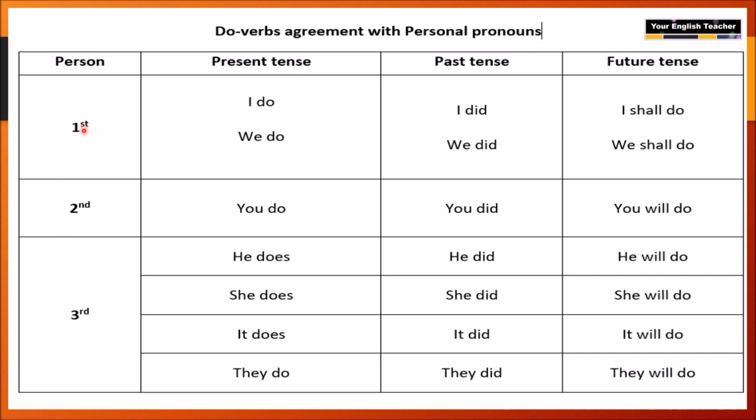Persons, first person. What are the pronouns? I, we. Second person, you. Third person, he, she, it, they. And when we use do verbs, how to use them, you will understand from this table. You can replace this do with any other do verb, like you can use take. If you replace this do with take, it becomes like I take, we take, you take, he takes, she takes, it takes, and they take, like that. You can replace this do with any other do verbs.